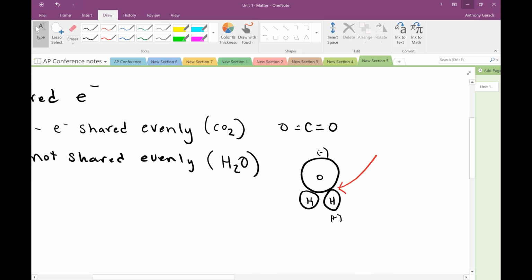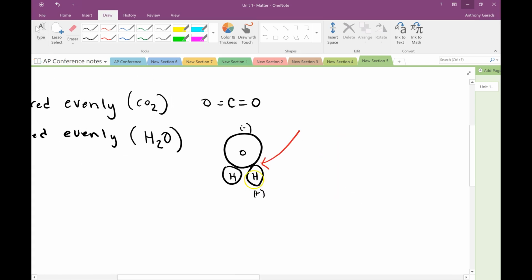Huh? What are we laughing at? Sneezing. Oh. I've got a polar covalent. Did I draw something inappropriate? Looks like a teddy bear without a head.